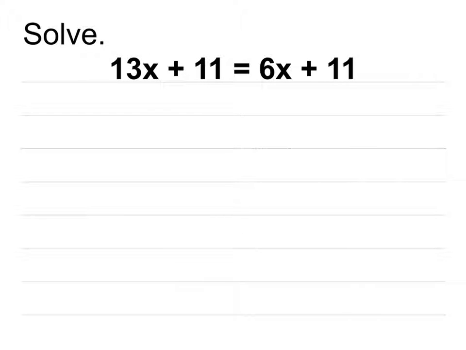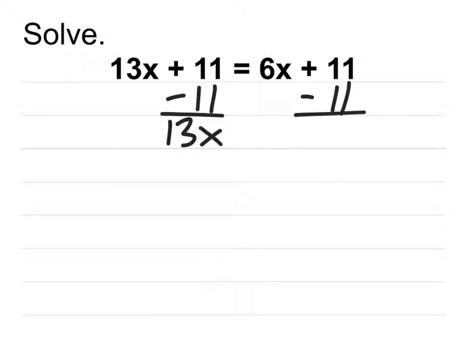All right, so this problem actually brings up something that's kind of weird. The first thing I want to do is, I'm still using all the same processes. I want to start by moving the 11 from one side to the other. So I'm going to subtract 11 from this side, which means I also have to subtract 11 from this side. 0. That then leaves me with 13x equals 6x. No more numbers just sitting out there.